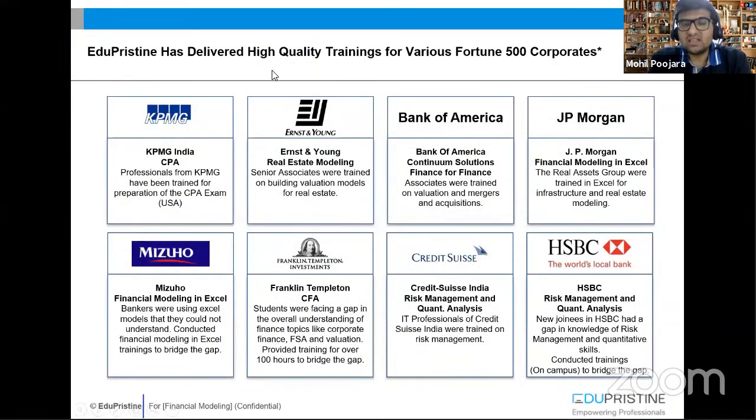Some of the clients, and this also feeds into why we have industry contacts. EduPristine has delivered trainings to companies like KPMG, EY, Bank of America, JP Morgan, Credit Suisse, Franklin Templeton, Mizuho, HSBC. These are big investment banks and big equity research firms that have reached out to EduPristine saying, teach our employees financial modeling. And these are companies that also reach out to EduPristine saying, do you have any good financial modelers? So the fact that EduPristine is in touch with the industry is very positive because they always keep getting requirements from the industry.